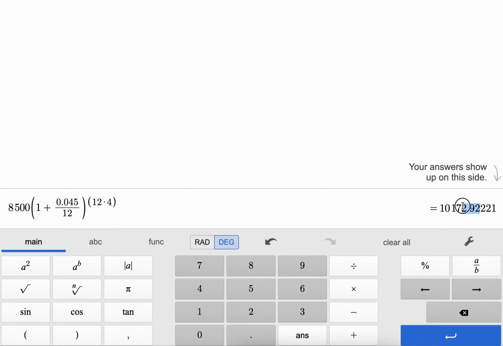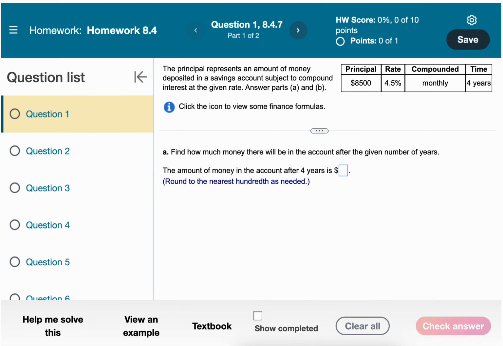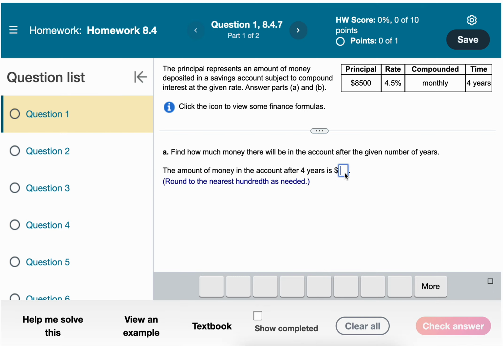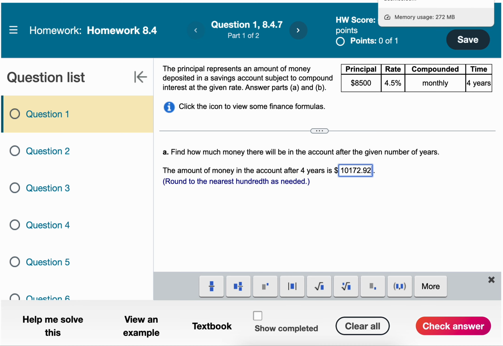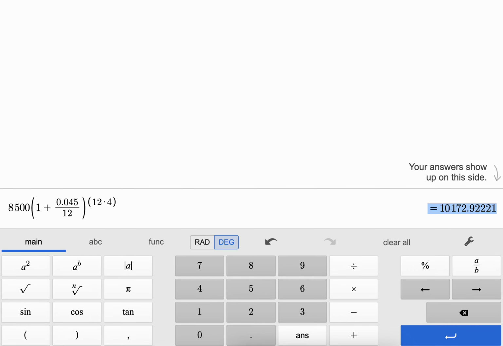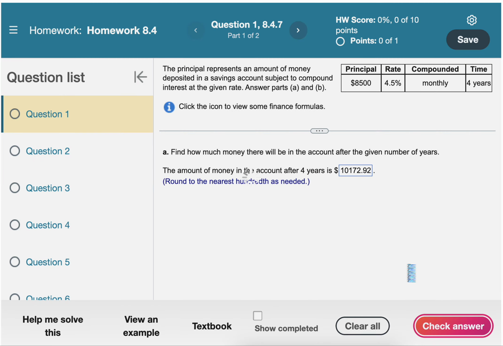If you round to the nearest hundredths place, that's the nearest cent, which is to this 2. It should be that the answer is $10,172.92. Let's try it out. So it's $10,172.92. I'm just going to double check that, make sure it was correct. It is. And I'll check my answer.